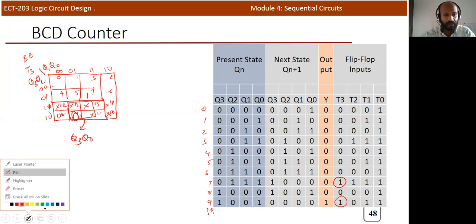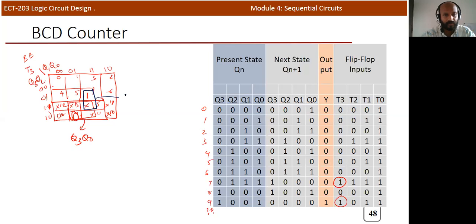Now we need to group this one. This we can group only 2. So we can write the common term here. It is Q2, and in the upper portion Q1, Q0. So T3 you can write like this: T3 is equal to Q2 Q1 Q0 plus Q3 Q0. So we got an expression for T3. Similarly, you can design for other values also.